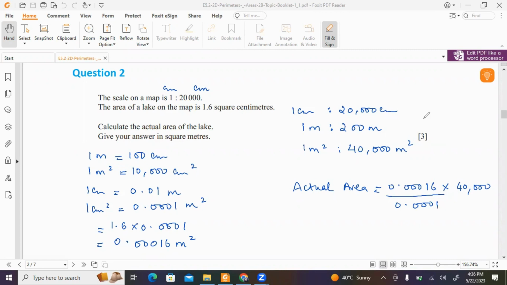So what I'm going to do is plug this in the calculator. 1.6 times 0.0001 times 40,000 divided by 0.0001. So that's 64,000 meters square. That is your actual area of the lake in square meters.